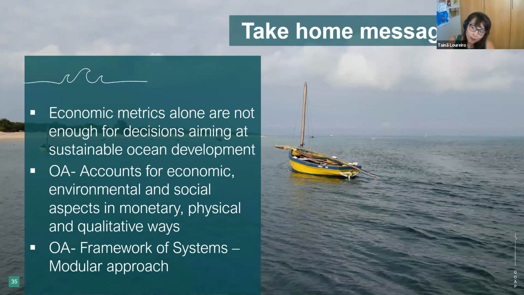Second, ocean accounting records economic, environmental, and social aspects in monetary, physical, and qualitative ways. And the third is that the ocean accounting framework is a framework of systems, established and novel, and these discrete systems are integrated by the flows I mentioned. This structure makes it possible to establish a particular set of accounts depending on your demand, on your questions, in a way that you don't need to compile the whole system at once. The important thing is that by following the framework, with time, new components can be aggregated and expanded, and new systems can be included. So those are the key messages I hope you will bring home today.